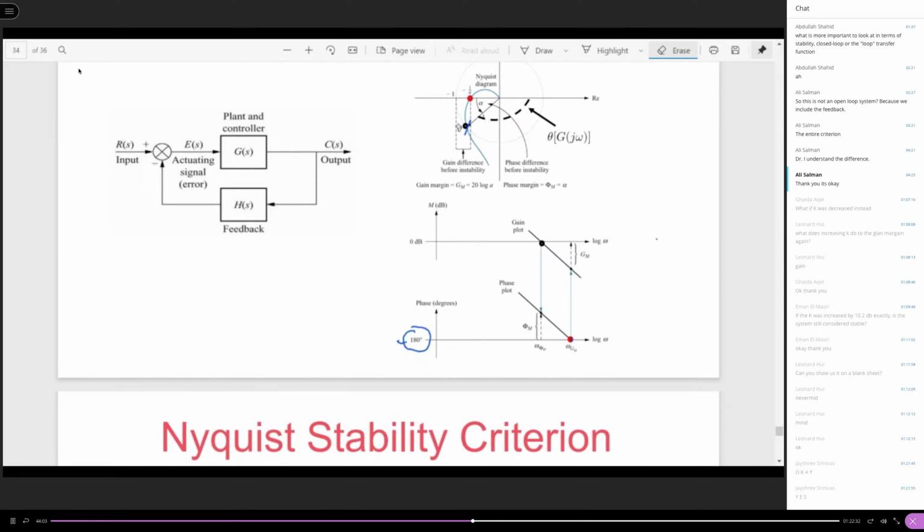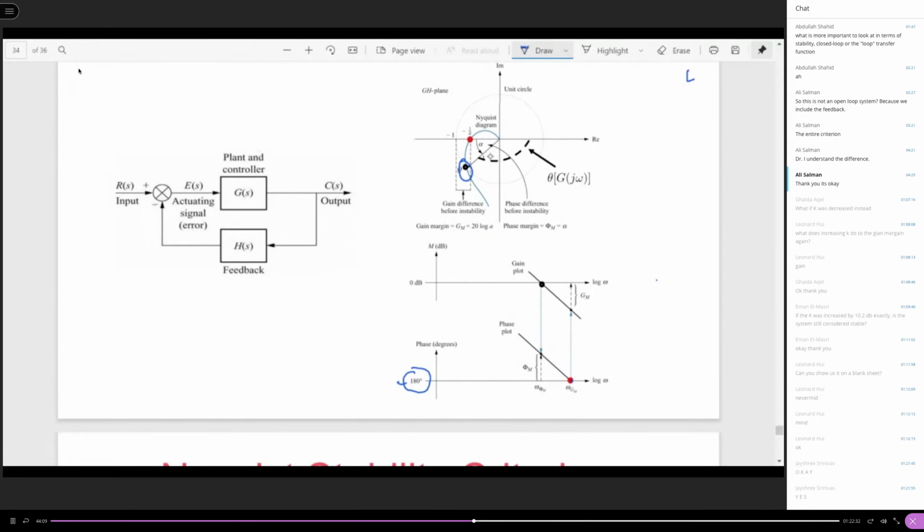So what about the other crossover point? This is the crossover point with the unit circle. Well, what is a unit circle? Magnitude is equal to 1. So now you know that in dB, that is exactly the 0 dB level, right? So that is exactly this 0 dB level.